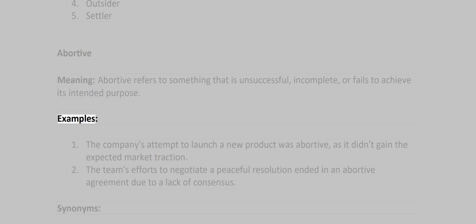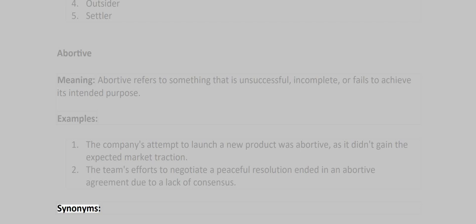Examples: 1. The company's attempt to launch a new product was abortive, as it didn't gain the expected market traction. 2. The team's efforts to negotiate a peaceful resolution ended in an abortive agreement due to a lack of consensus.